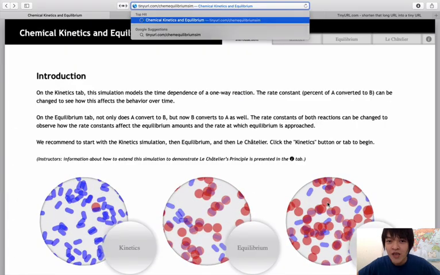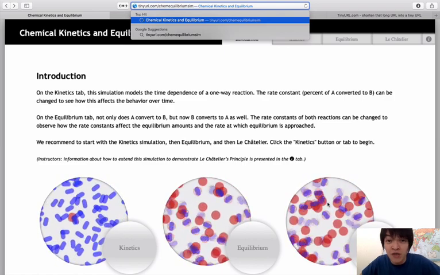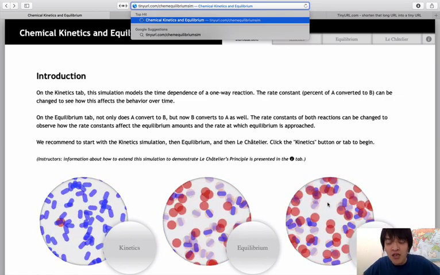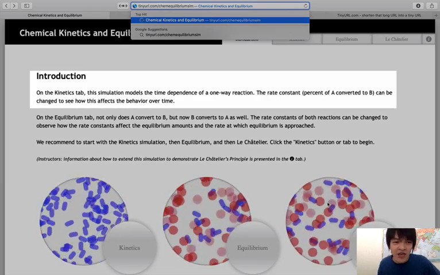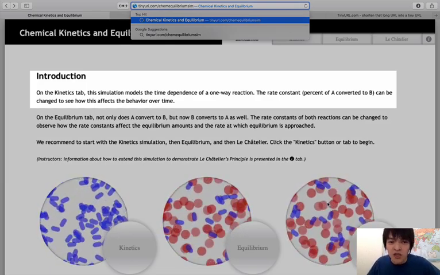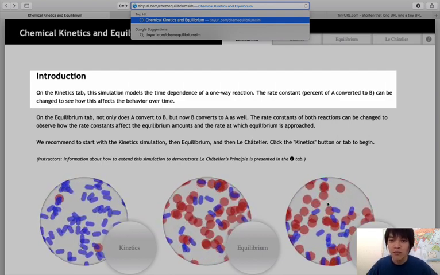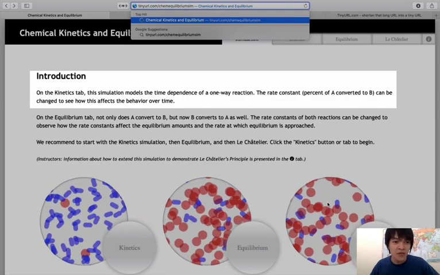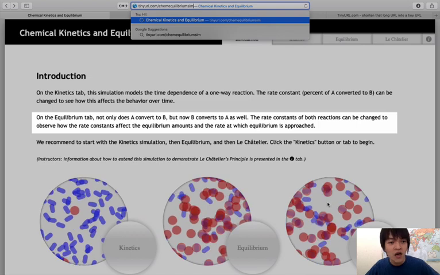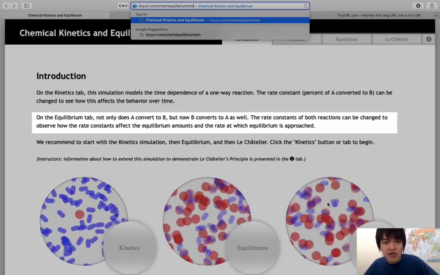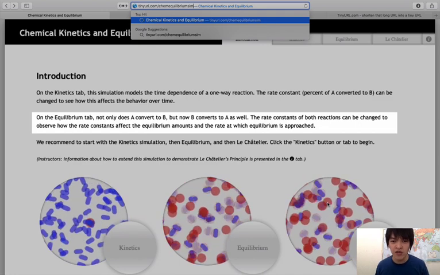Okay, let's begin. At the very front home page, you're going to be introduced. So I'm going to read real quick the introduction and tell you what's going on. Introduction. On the Kinetics tab, the simulation models the time dependence of a one-way reaction. The rate constant, percent of A converted to B, can be changed to see how this affects the behavior over time. On the Equilibrium tab, not only does A convert to B, but now B converts to A as well.